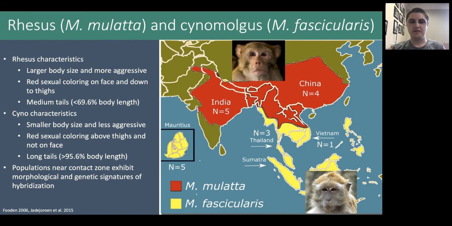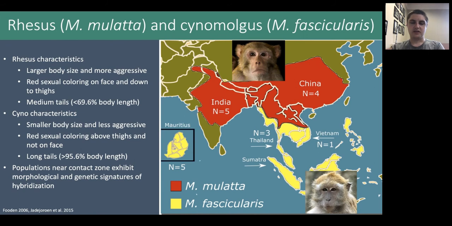So if you look at the map I have here, I have a picture of a rhesus at the top and a picture of a cyno at the bottom, and these sort of overlap in their red and yellow ranges. So some notable distinctions between these species are that rhesus macaques are generally larger and more aggressive. They also have red sexual coloring on their face and down to their thighs, whereas cynomolgus macaques only have red sexual coloring above their thighs and not on their face at all. And also a notable trait is that cynomolgus macaques have much longer tails. So their tails are about the size of their body length or larger, whereas rhesus have what we would say are medium length tails amongst macaques.